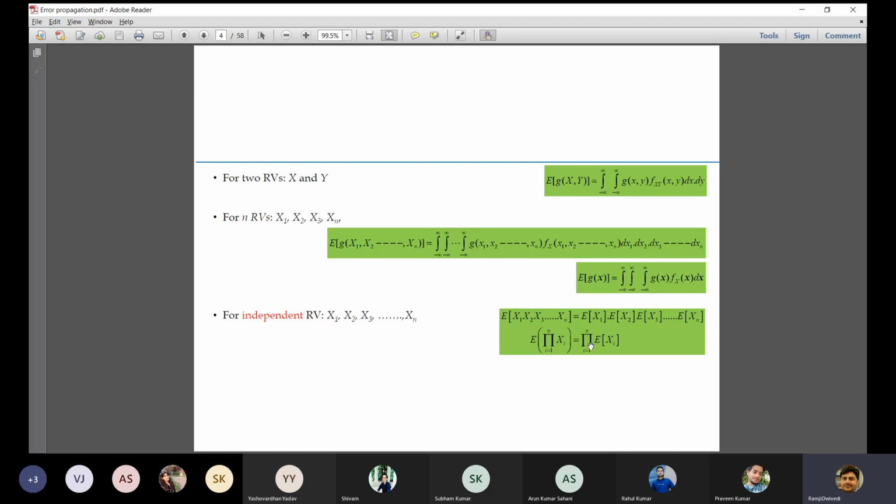So for n random variables, which is x1, x2, x3, and x4, the expectation operator.